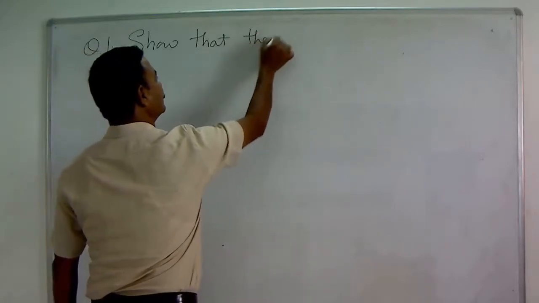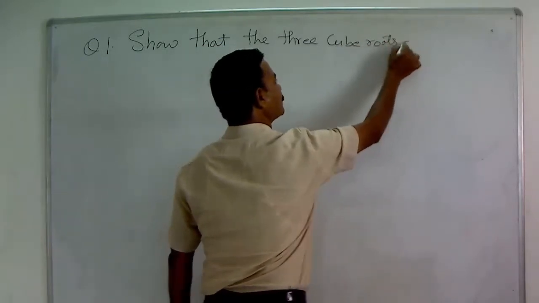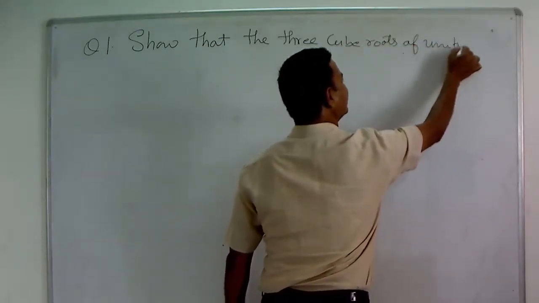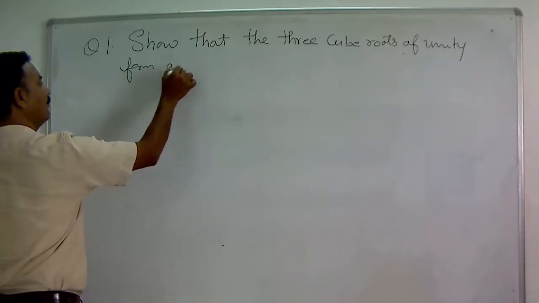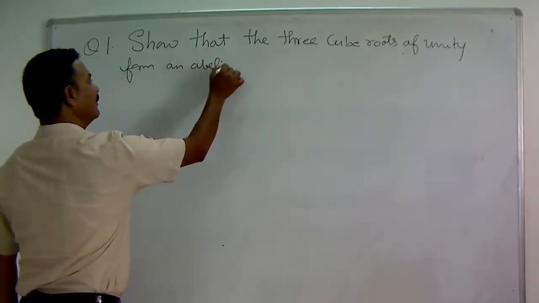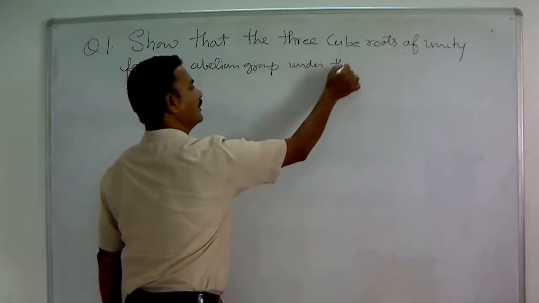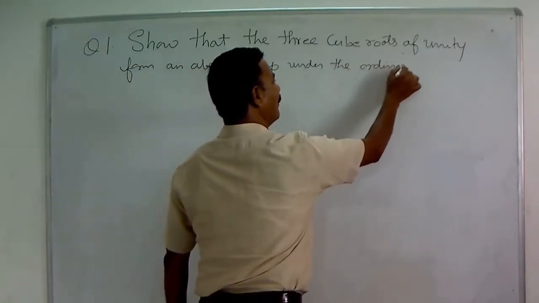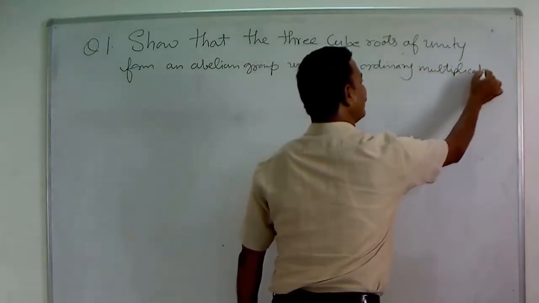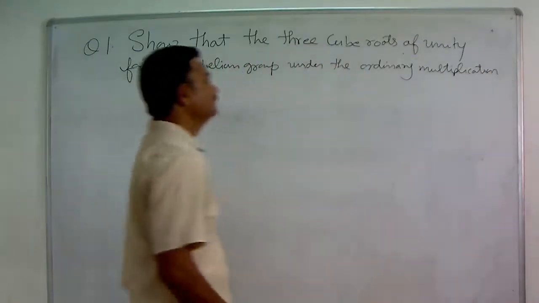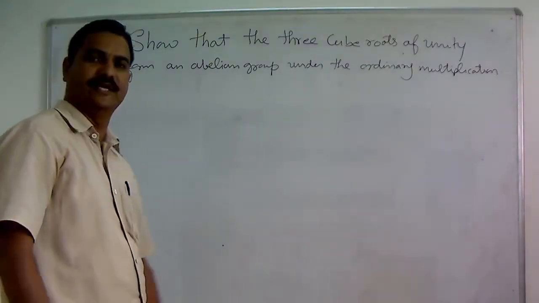So that in three cube roots of unity form an abelian group under the ordinary multiplication. Show that the three cube roots of unity form an abelian group under the ordinary multiplication.